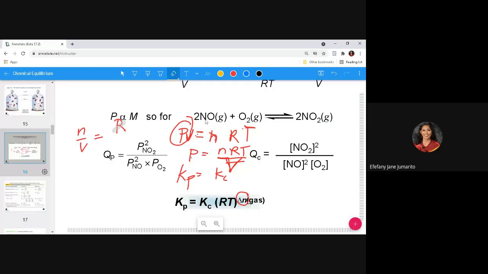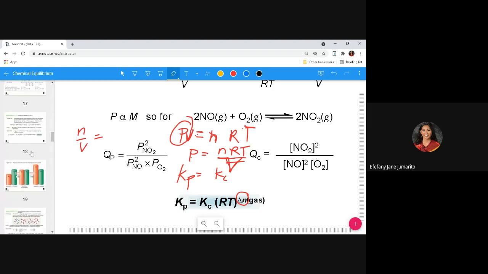So we can conclude that our pressure and our concentration have a relationship. So they are related also. That's why we can write Kp, and then we have also Kc, then we have also Qp, then we have also Qc.